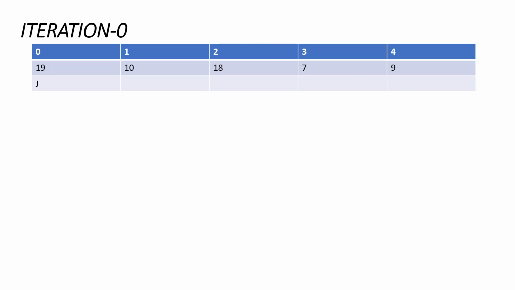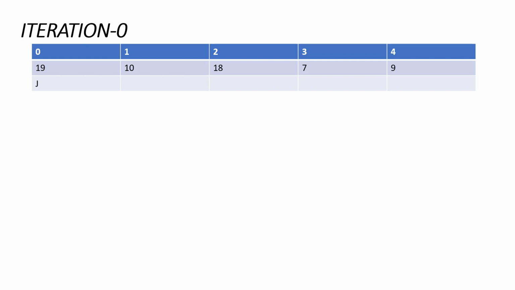Before going into the zeroth iteration, in the indexes 0, 1, 2, 3, 4, the values 19, 10, 18, 7, 9 are stored respectively. So in the zeroth iteration, j is initialized with 0. So at index 0, the element is 19.